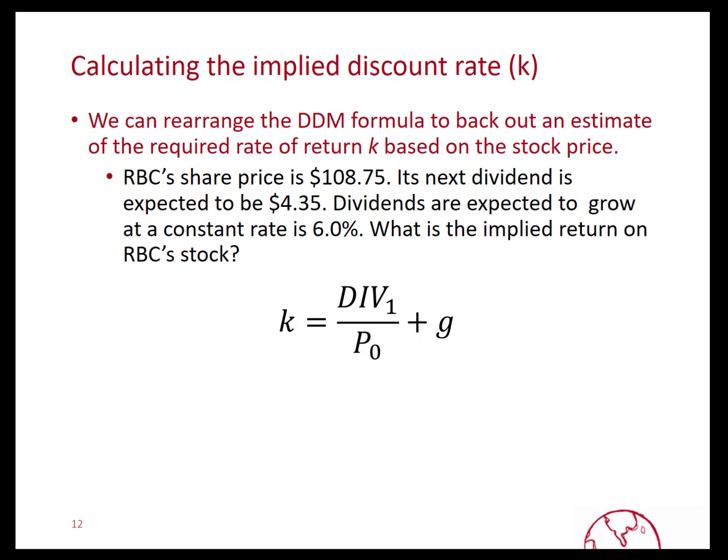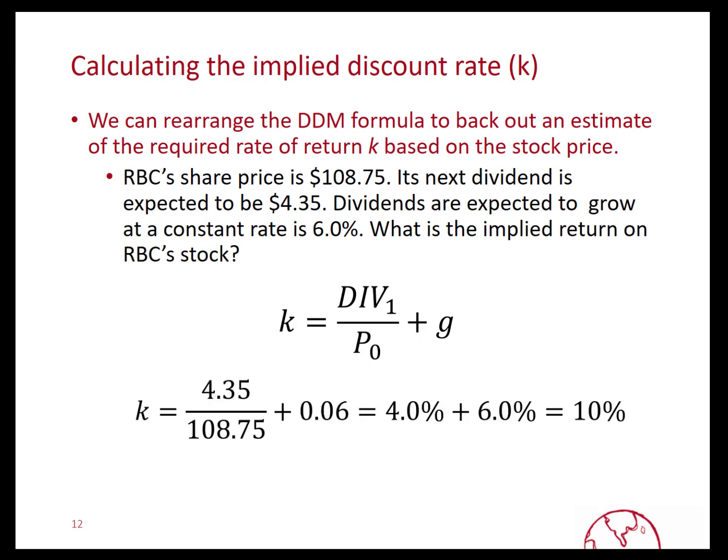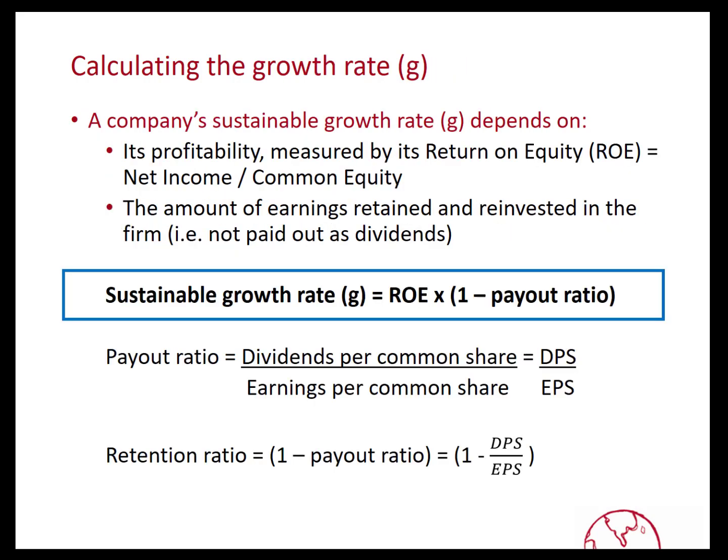Okay, well, the first part is simply the dividend divided by the price. So $4.35 divided by 108.75. You may recognize this as the dividend yield. You then simply add 6% to that number. What we see is that the dividend yield is 4%, the growth rate is 6%, and the implied discount rate in this price based on these inputs is 10% per year.